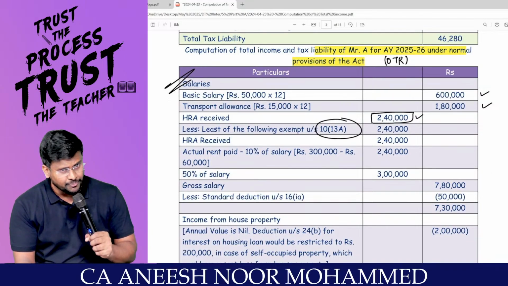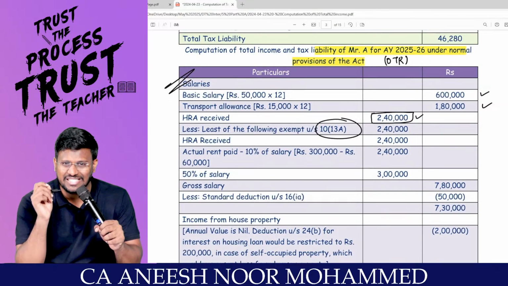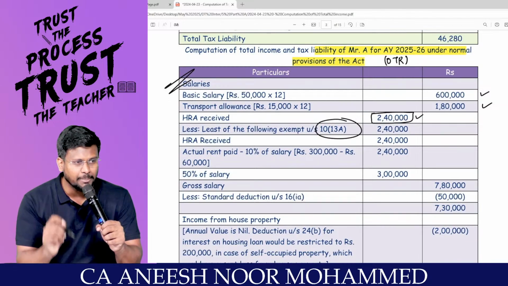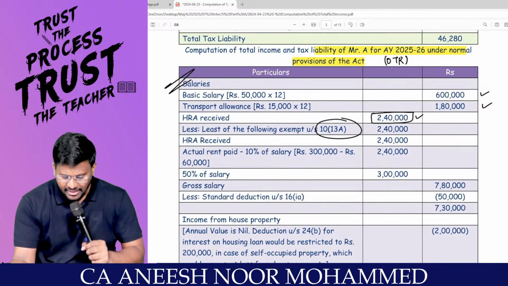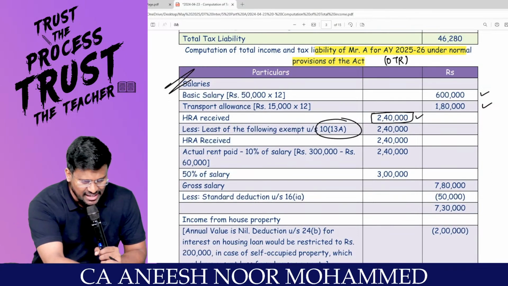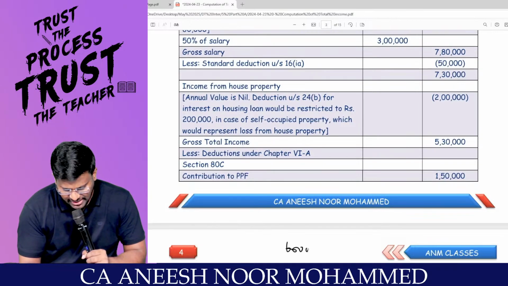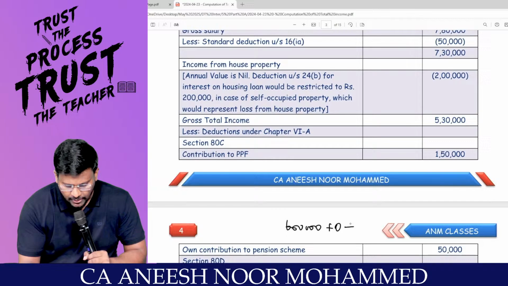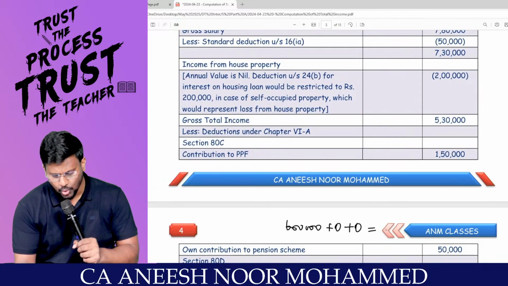In excess of what? So there is a definition for salary. Salary means basic salary plus DA if provided in terms of employment plus commission as a fixed percentage of turnover. Right, sir? My dear lovable students, what is the basic salary? 6 lakh. Basic salary is 6 lakh plus DA if provided in terms of employment. There is no DA. Plus commission as a fixed percentage of turnover. There is no such concept.